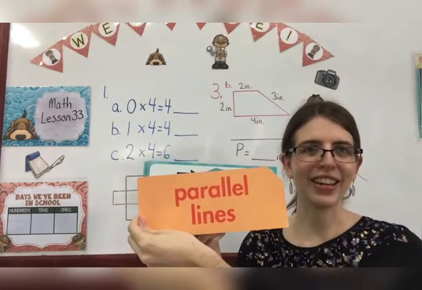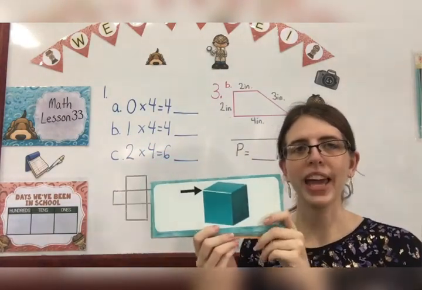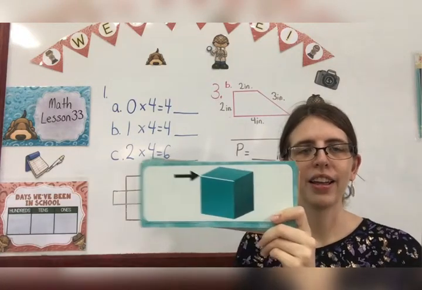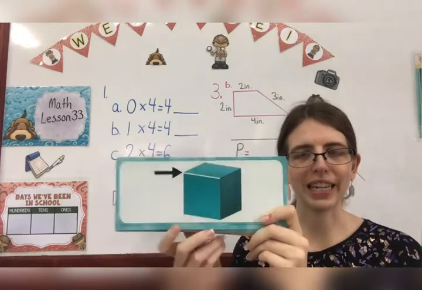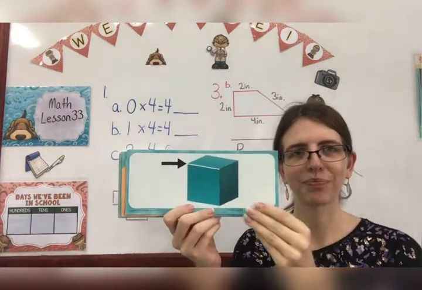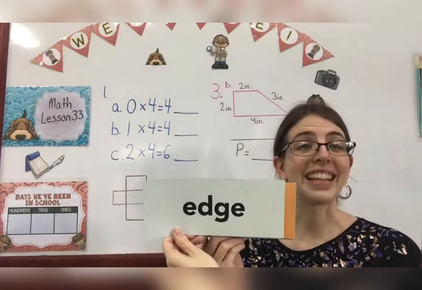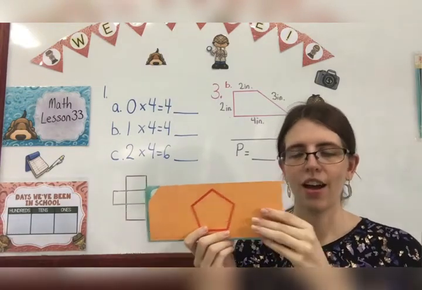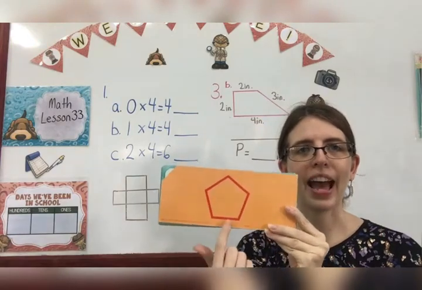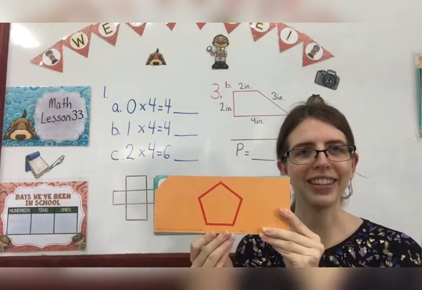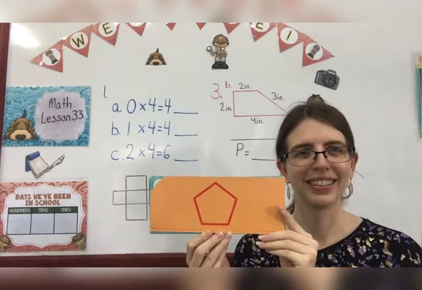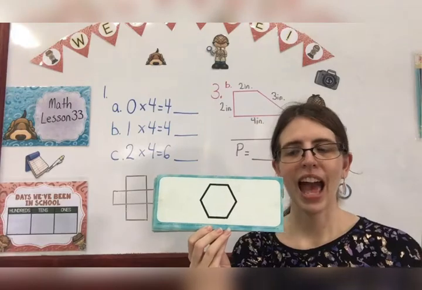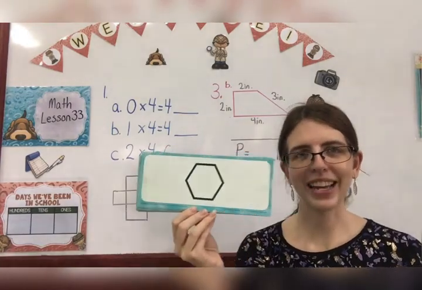Parallel lines, very good. Okay, what do we call this part of a shape? The white line. So it's where the 2 faces meet. What is that, George? That's the edge of a shape. Edge. Okay, what do we call this shape? It has 5 sides. Hazel? Pentagon. How about a shape with 6 sides, Grace?